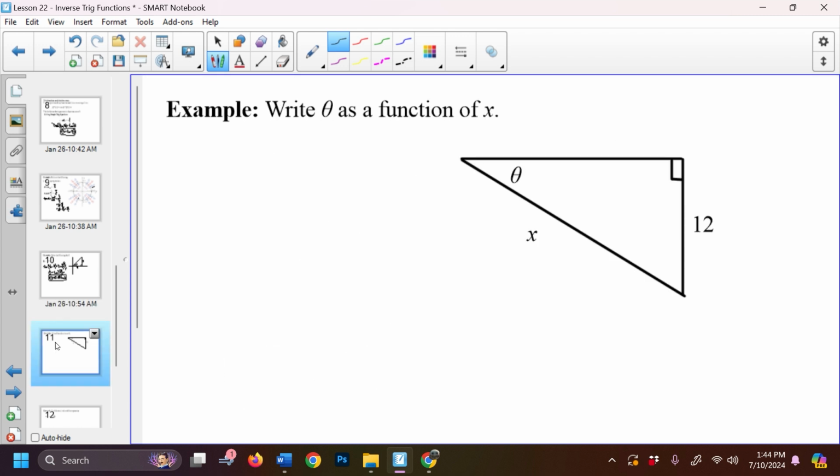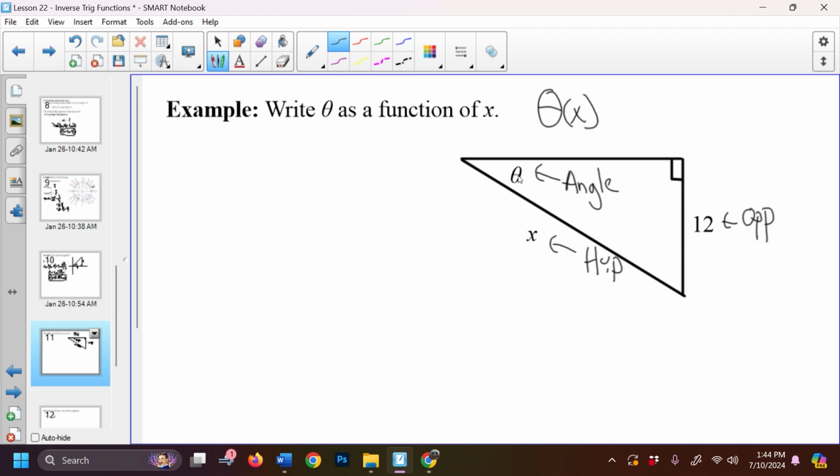All right, next it says we want to write theta as a function of x. And so when you say theta as a function of x, that literally means that theta is the function and the independent variable is going to be x. So we want theta by itself and only the variable is x on the right-hand side. So I look at what I have here. This is my angle. This is my hypotenuse. And this is going to be opposite of the angle that is in question.